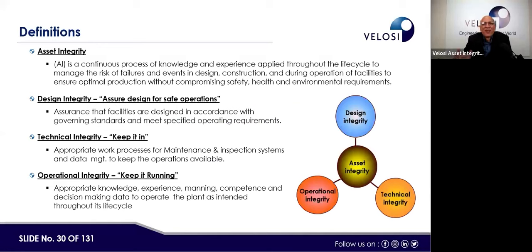I'm not an actor, that's why, so the new camera is there, sorry for this. Okay, so let me define the basic definition point of view. Asset integrity includes design integrity, technical integrity, and operational integrity. Design integrity means the things are designed in accordance with applicable code standards. Technical integrity means the inspection and maintenance activities are done as per the due standards. Operational integrity is operating the facilities in accordance with the applicable operating limits, or IOWs, maintained as per the operating parameters of the facilities.